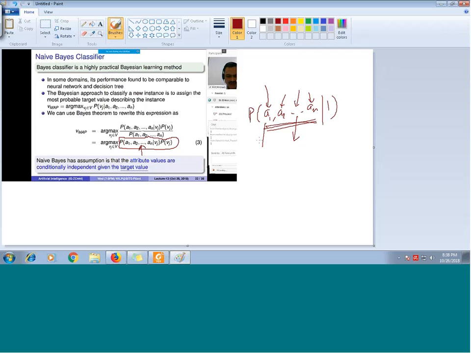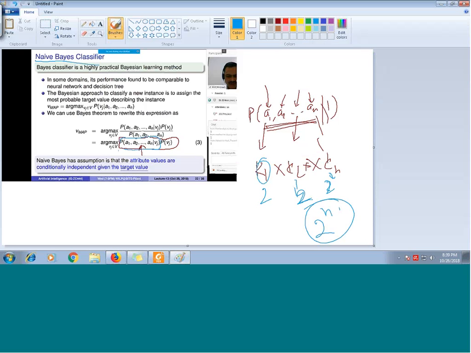If this feature can take k1 number of values, this one k2 number of values, and this one kn number of values, then all these are multiplied, meaning you have to specify the probability for everything. And for simplicity, if I take only 2 possible values for each, it still becomes 2 to the power n. A lot of values I need to specify, because finding these probabilities becomes very difficult.